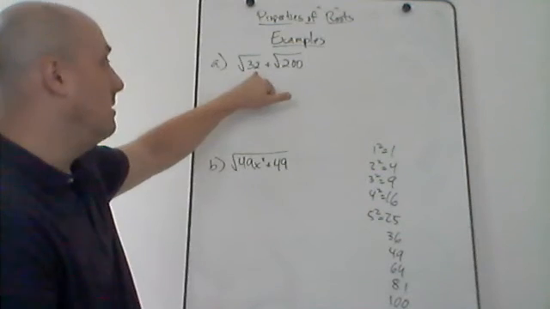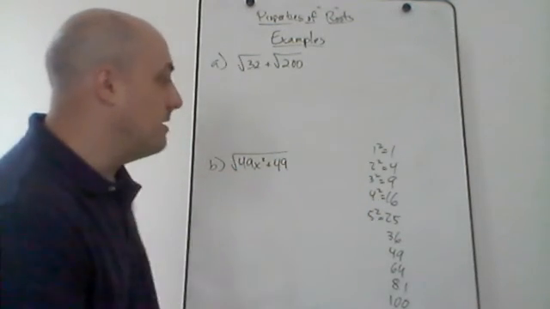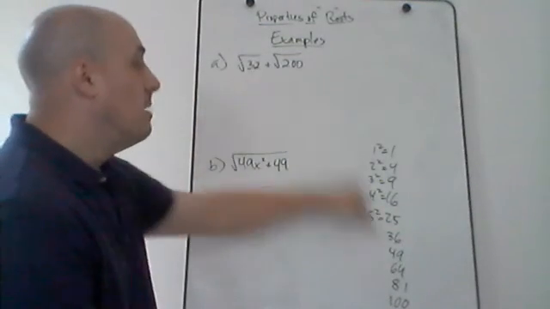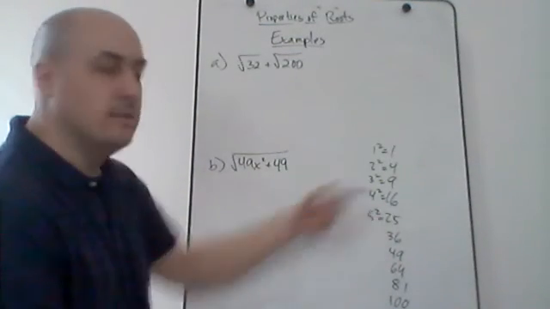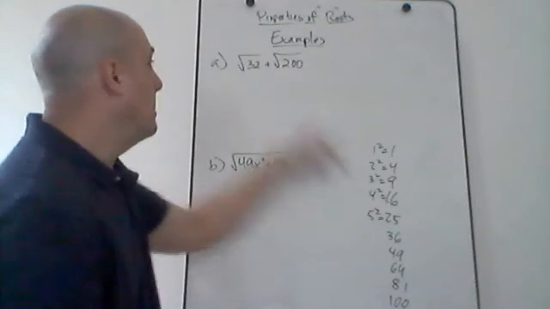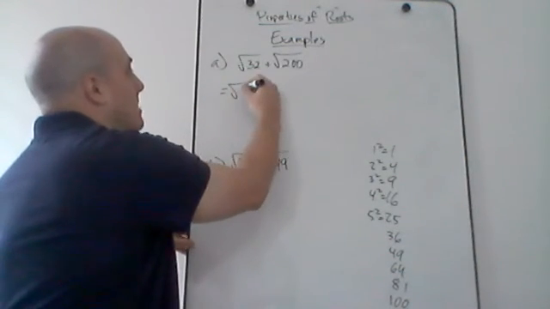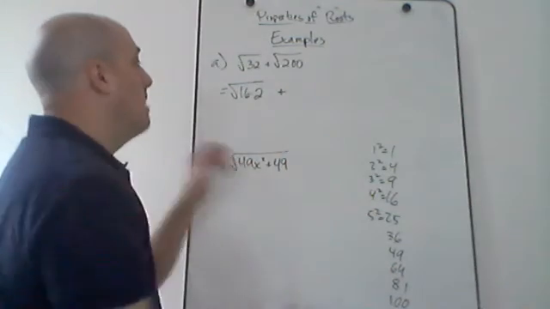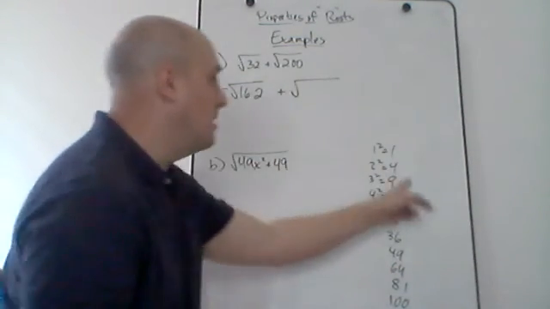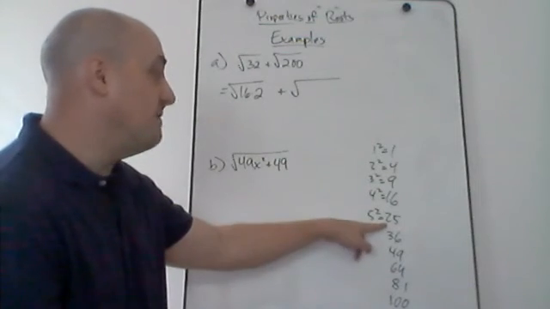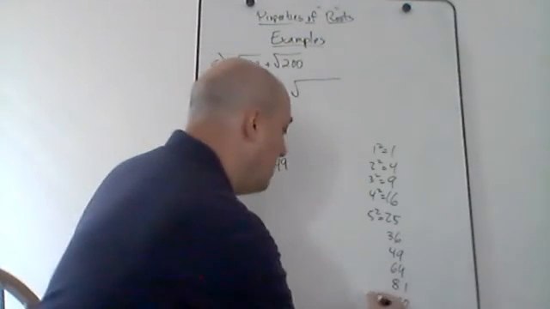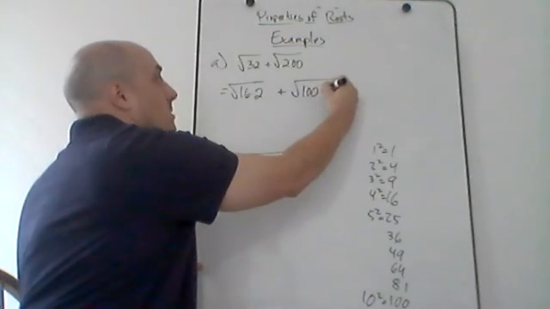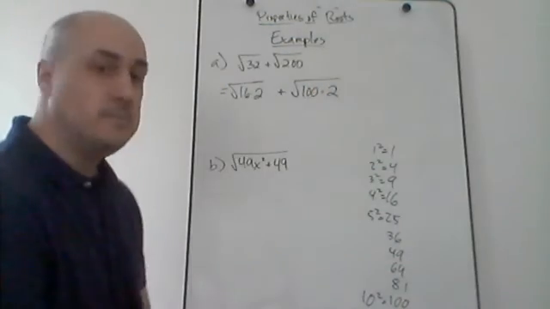Now we'll look at the square root of 32. Do any of these numbers divide evenly into 32? There's actually a couple of them that do. 4 will divide evenly into 32, but so will 16, and we want to take the biggest perfect square possible. So I can break up the square root of 32 and write that as the square root of 16 times 2, plus the square root of 200. Well, do any of these perfect squares divide evenly into 200? Yep, 25 does, but so does 100, which is 10 squared. So I can write the square root of 200 as the square root of 100 times 2.